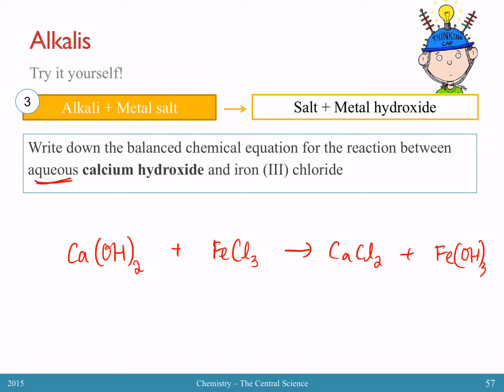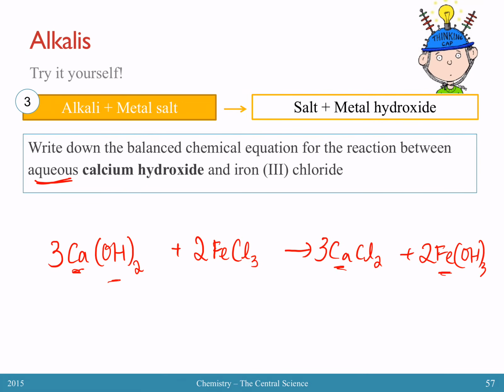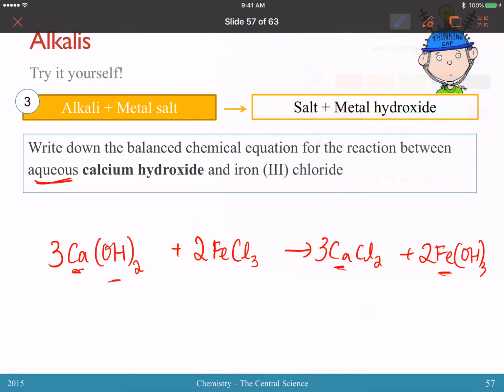I need 3 of hydroxide here, but only 2 hydroxides on the left hand side. So I take the LCM, I make these 3, I make these 2. So my hydroxide ions are correct. Now I have 2 Fe on the right hand side, so I need to have 2 Fe on the left hand side. Now check, what else is not balanced? My calcium is still not yet balanced because there's 3 calcium here, there's only 1 calcium here. So I need to times 3. Check, is it balanced now? Yes, it is.